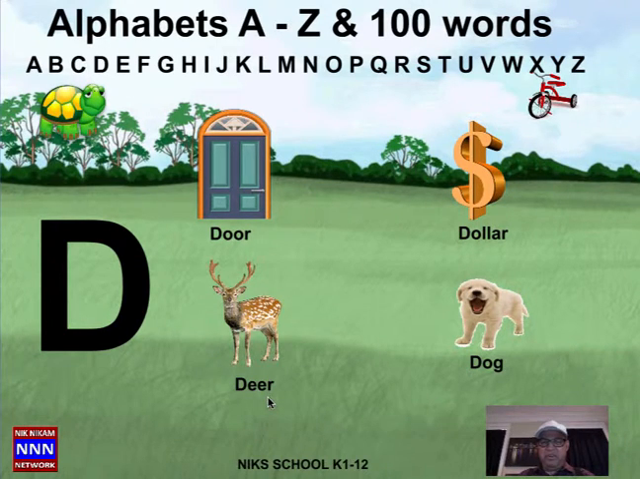Deer. Oh, look at that. Look at the deer. It has long horns. Oh, my gosh, it looks so pretty. Then your friendly dog. The dog can be a small one, and it's called the puppy. And usually people have the puppies inside the house. Do you want to get a dog?